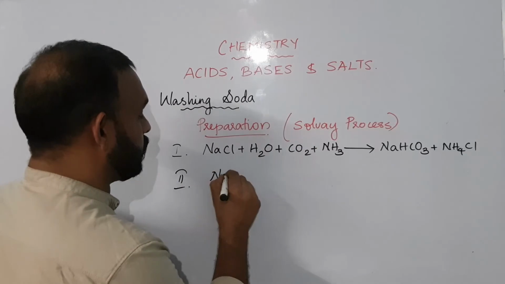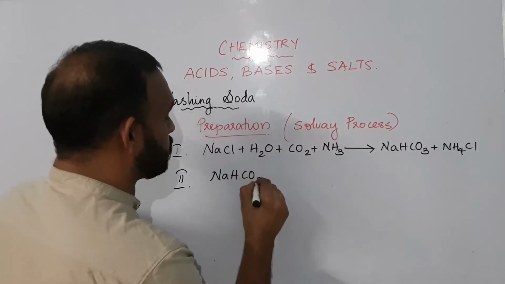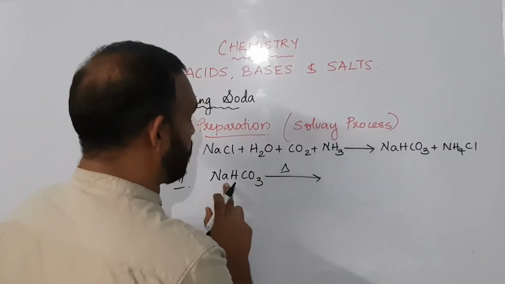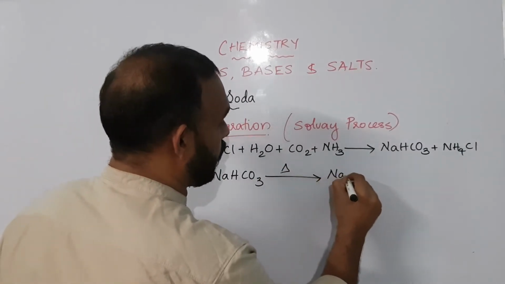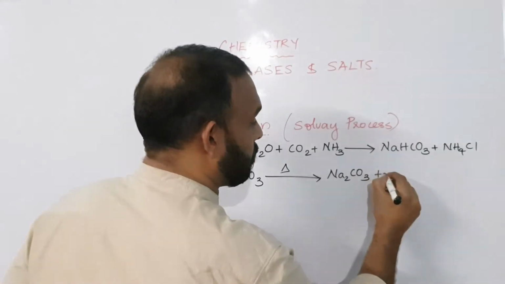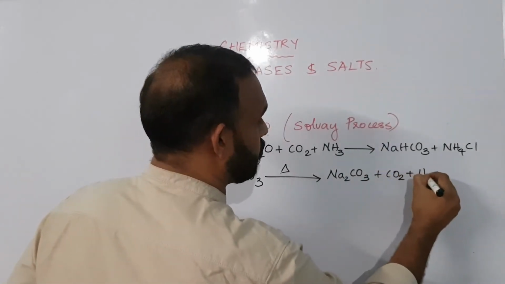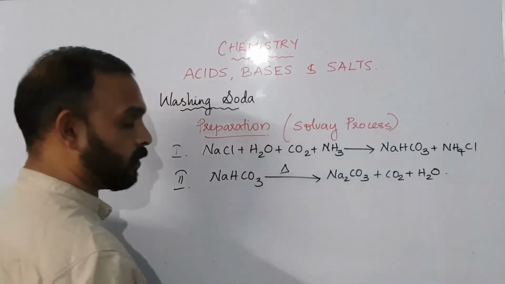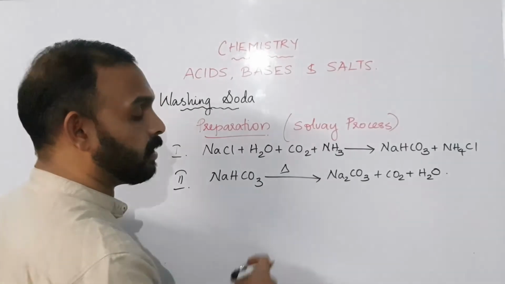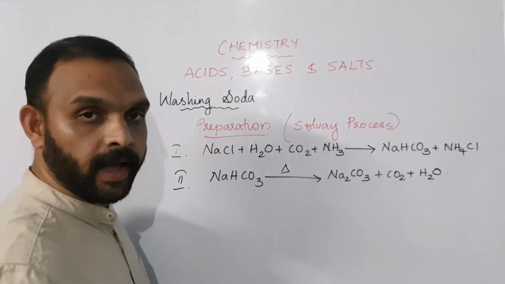What will happen when you ignite this collected filtrate? This will get decomposed to form Na2CO3, that is called sodium carbonate, plus carbon dioxide plus water. Okay, that is the second step. So what did we get here? We got Na2CO3, which is soda ash.